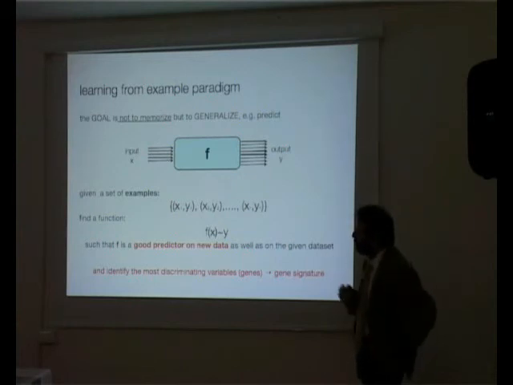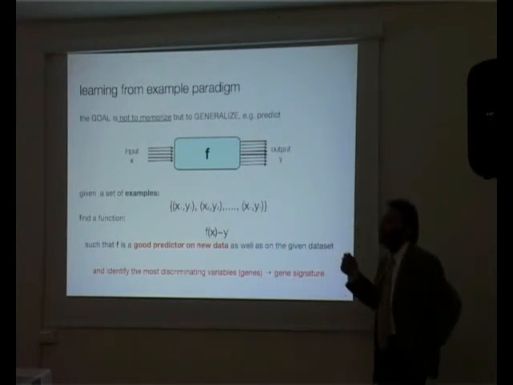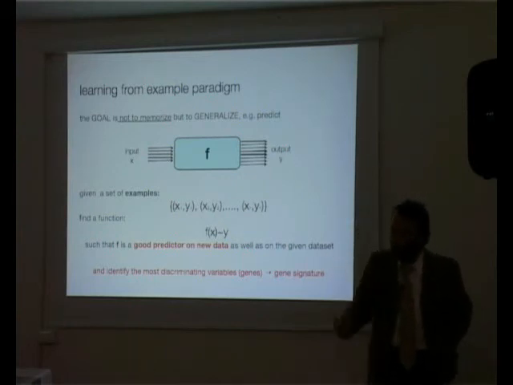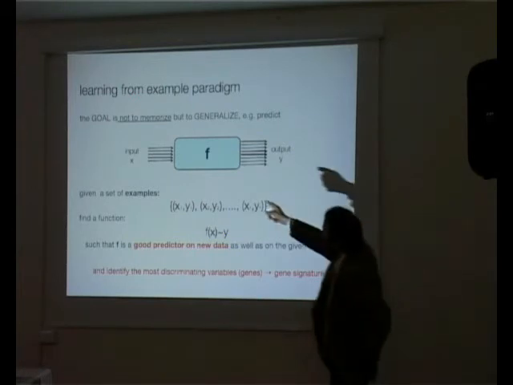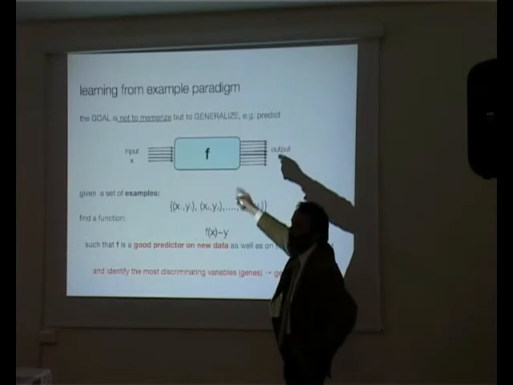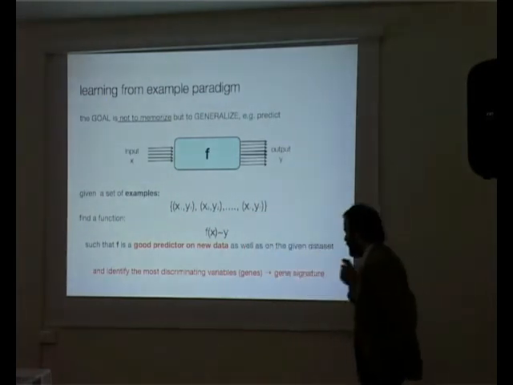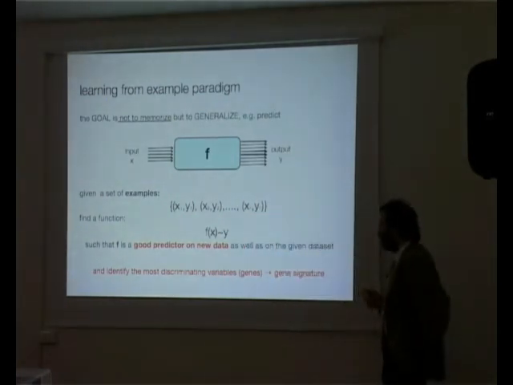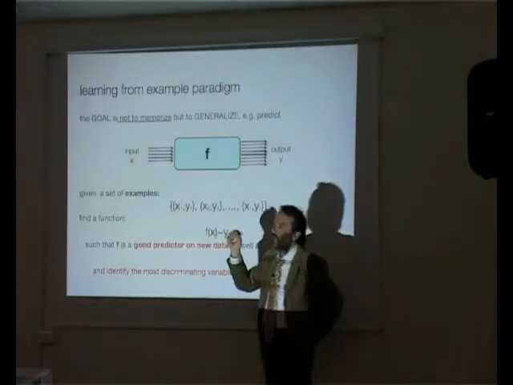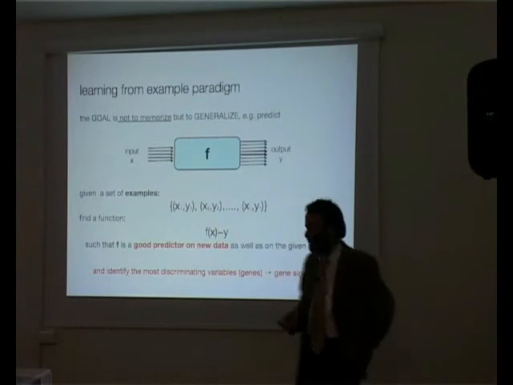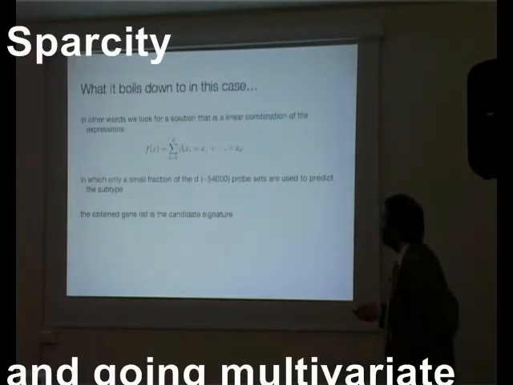But we want to do a little more than that. Predict means we want to be able to tell which one it is, not memorizing the solution but generalizing, the way humans actually learn. But we want to do a little more than that. We also want to select the features, the variables actually used to answer the questions. And this is what we call sparsity.